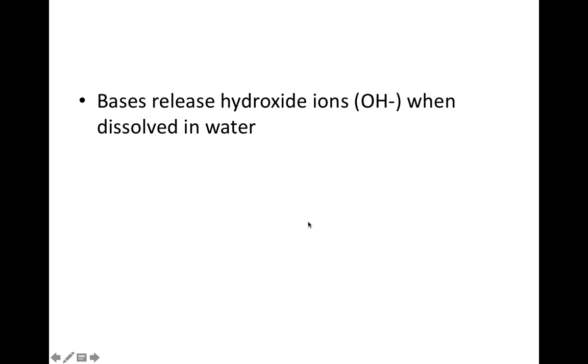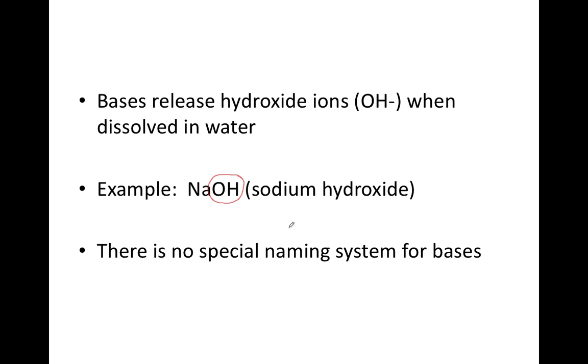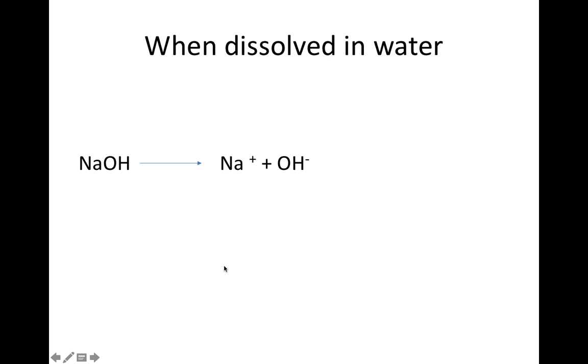Bases release hydroxide ions, OH-, when dissolved in water. An example is NaOH. So you can recognize a base by looking at the chemical formula. If there's an OH on the right-hand side, then it's probably a base. There's no special naming system for bases. So when NaOH dissolves in water, it produces Na+ ions and OH- ions, and then it becomes a base.